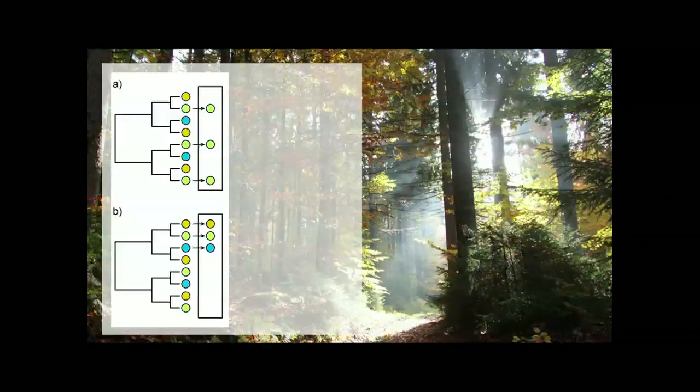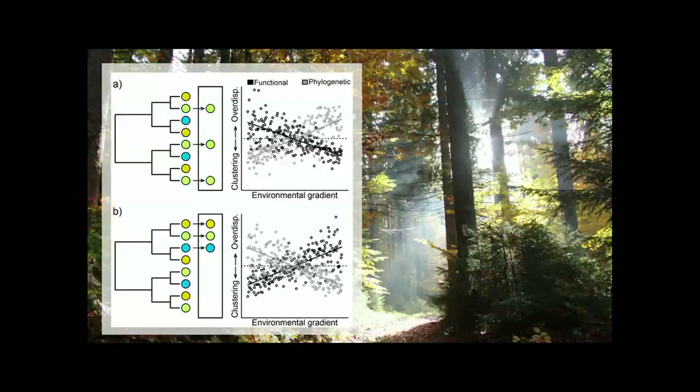If we now put the gradient here, we would expect some pattern like that. It is a completely different response of both, and you can see that it corresponds to here. We have decreasing functional diversity here because it selects for a specific trait, but increasing phylogenetic diversity because we select for species from different lineages, and vice versa here.